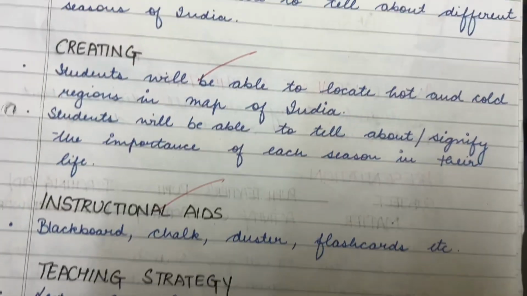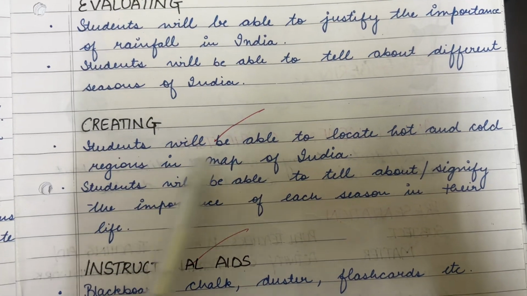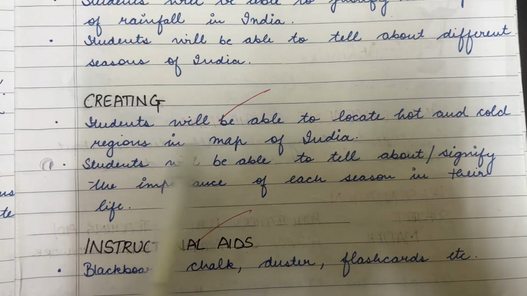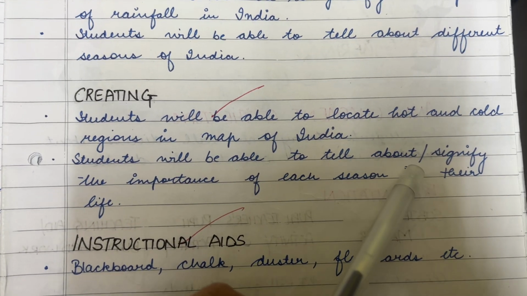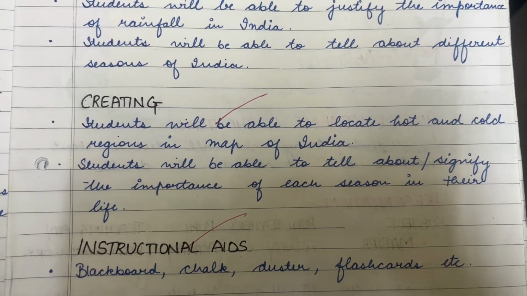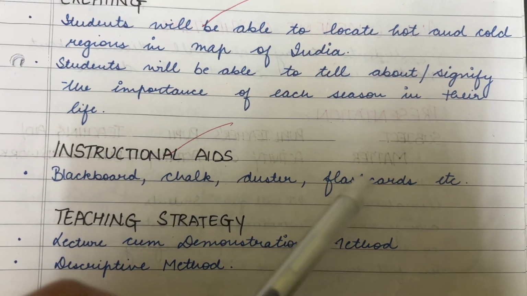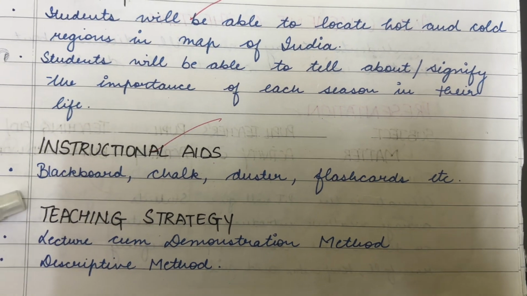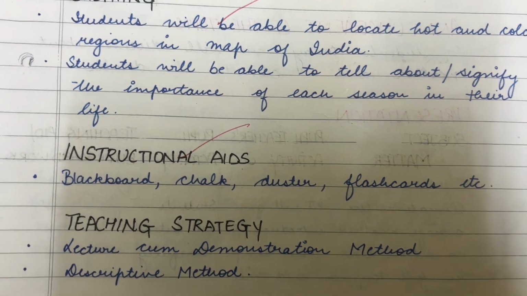Then we have the creating part. In this we will write students will be able to locate hot and cold regions in the map of India, and students will be able to tell about or signify the importance of each season in their life. Then we'll talk about the instructional aids. We'll write blackboard, chalk, duster, flashcards, etc. And then the teaching strategy, it will be lecture cum demonstration method and descriptive method.